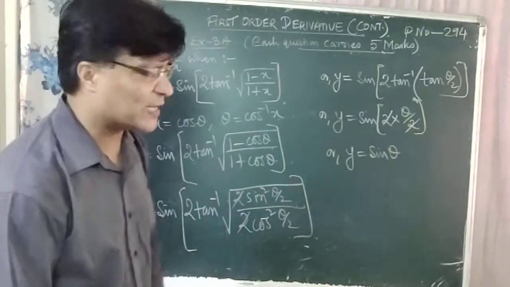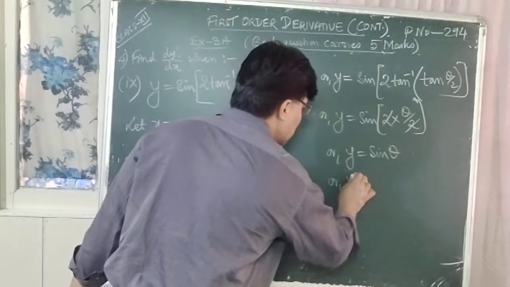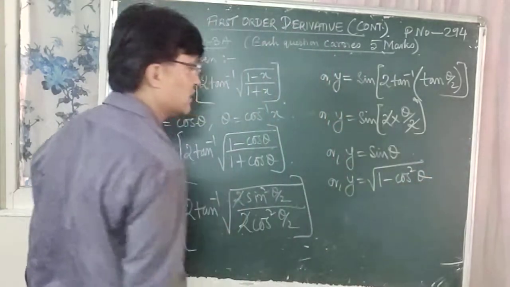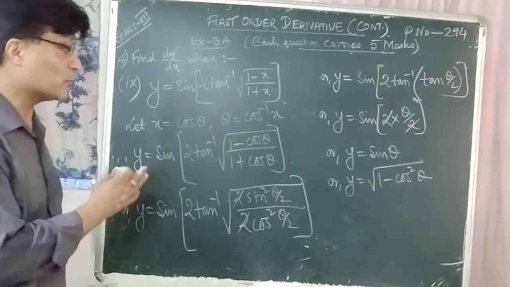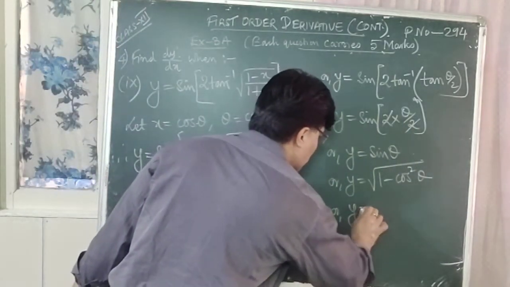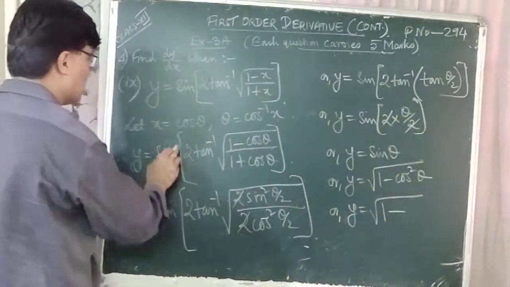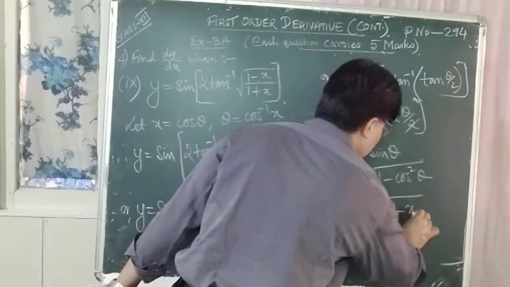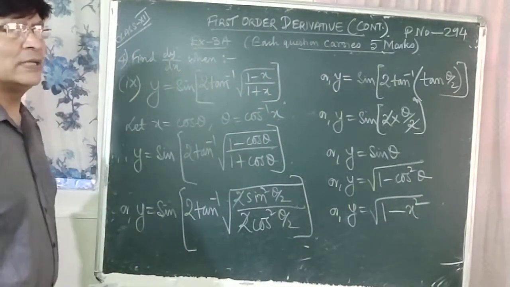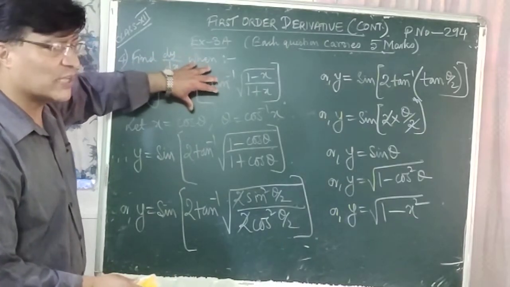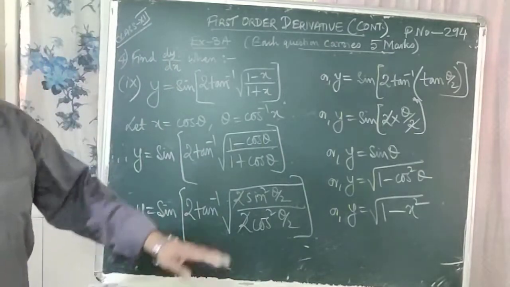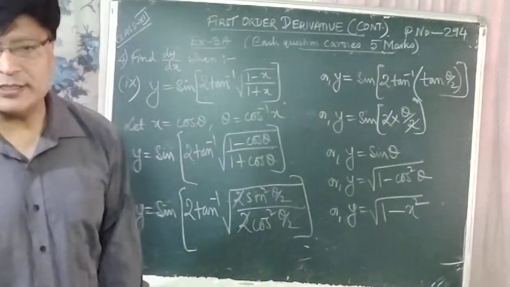So what is the formula for sine theta now? It is root over 1 minus cos square theta. You know the formula, isn't it? So y is equal to root over 1 minus cos square theta, and cos square theta is x square. So y is equal to root under 1 minus x square. This is the simplified expression of the given function. Now it will be easier for you to differentiate it, isn't it?